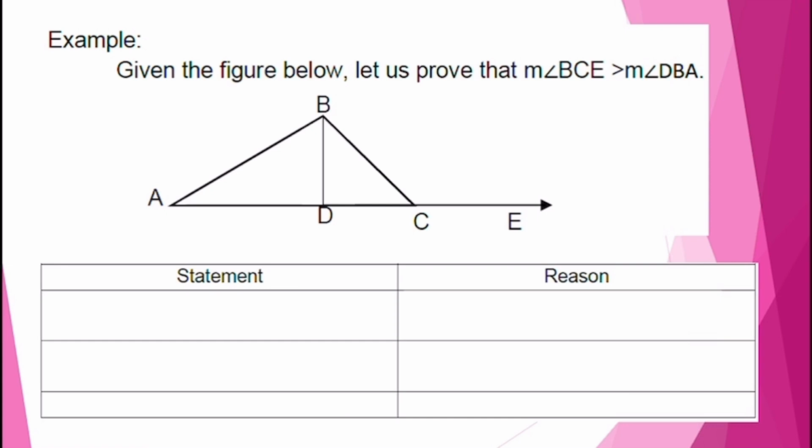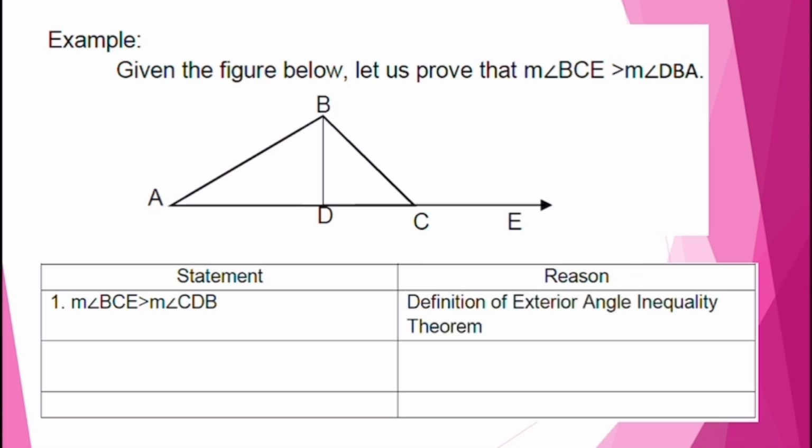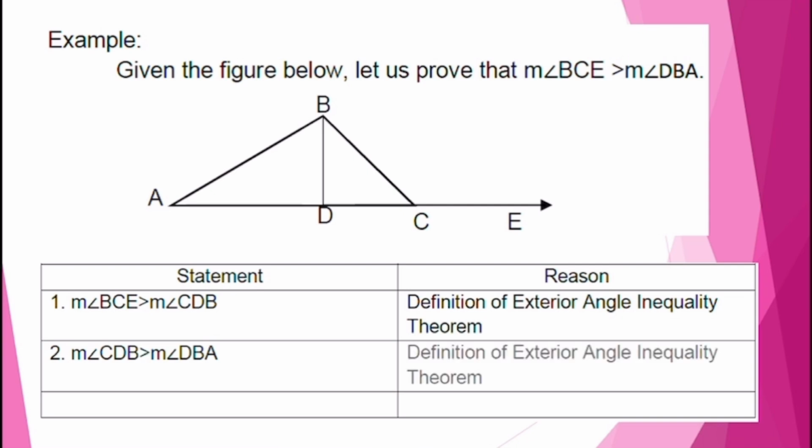So again, for our proof, for our first statement, the degree measure of angle BCE is greater than the degree measure of angle CDB. The reason? Based on the exterior angle inequality theorem. Next statement, the degree measure of angle CDB is greater than the degree measure of angle DBA, and the reason is based on the exterior angle inequality theorem 2. And for our last statement, the degree measure of angle BCE is greater than the degree measure of angle DBA, and for our reason, based on the transitive property of inequality.